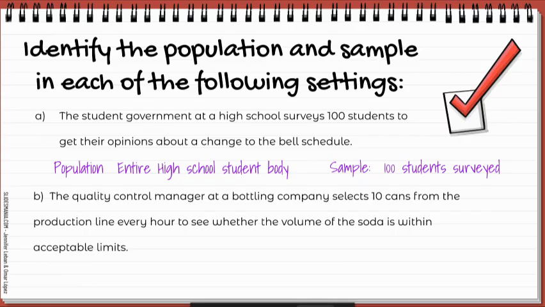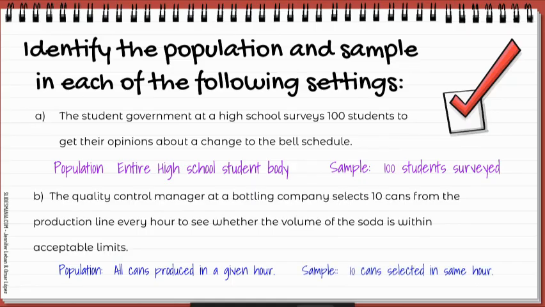B, the quality control manager at a bottling company selects 10 cans from the production line every hour to see whether the volume of the soda is within acceptable limits. So population is all cans produced in a given hour. And the sample is 10 cans selected in the same hour. So they come from the same hour, but population is all of the cans, and the sample is only 10.